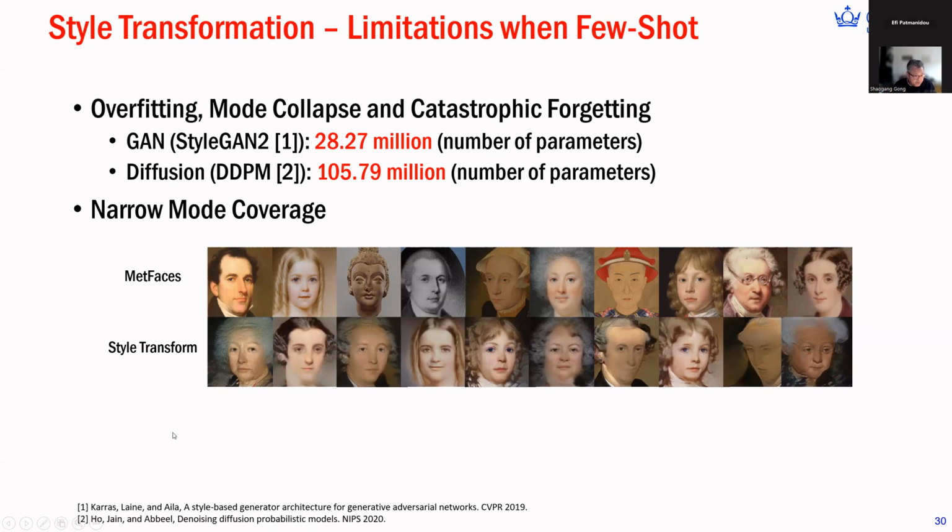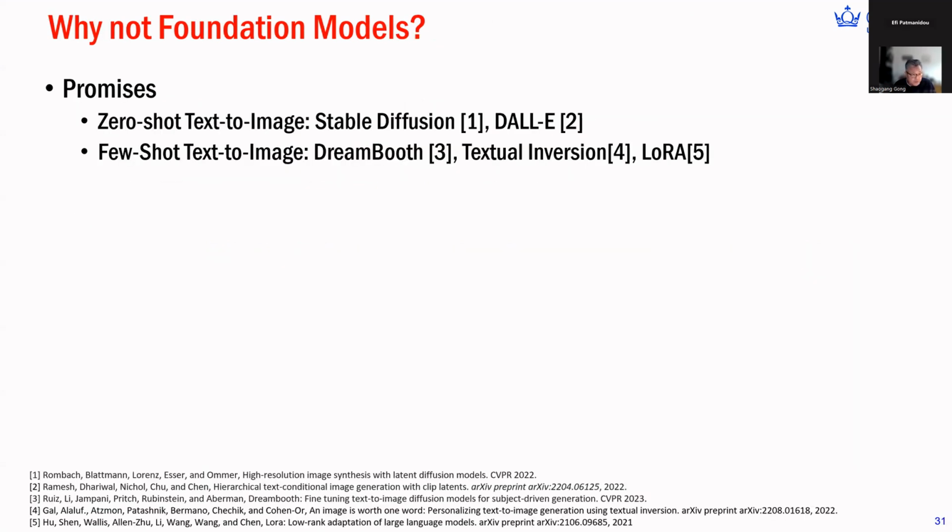So, for example, this is one data set called MetFaces, and this is the generated results using StyleGAN. So they have very similar characteristics. It doesn't actually allow for more significant change of characteristics.